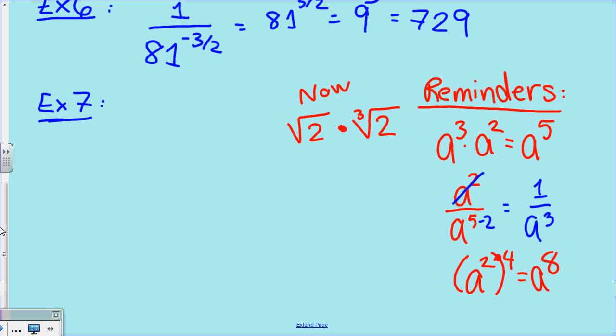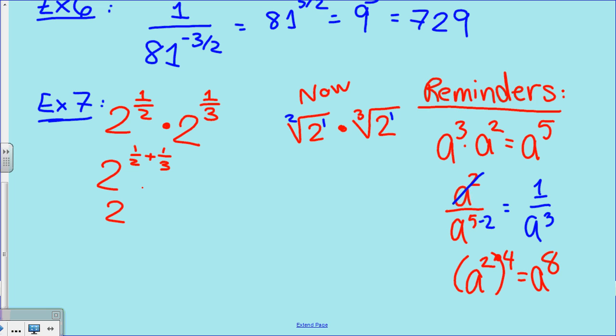But now looking at those numbers up there, 2, 1, and 1 right there, I can also write the same problem as 2 to the 1/2 times 2 to the 1/3. Now this is the same as the first numerator over here. We're just going to add together. We need common denominators. So we're going to do 3/6 and 2/6 to make 5/6. And that is our answer.